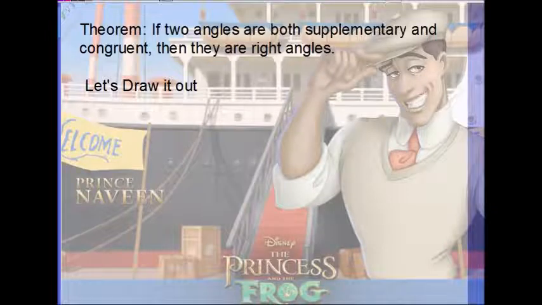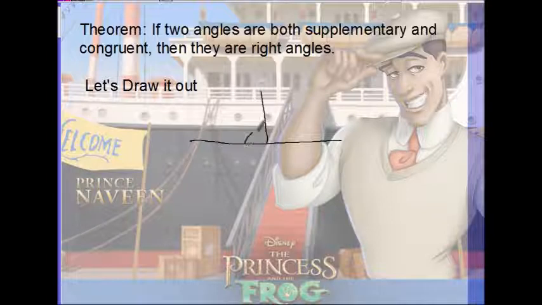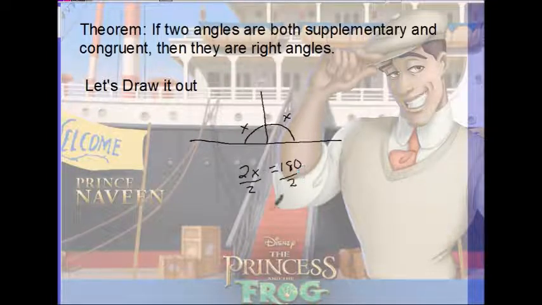Okay, so for our first theorem, if two angles are both supplementary and congruent, then they're right angles. Well, let's draw it out and see what happens here. First and foremost, if they're supplementary, we know they're going to be on the same line. Now, if they're both congruent and supplementary, we're going to call them both x. Now, if we have 2x equals 180 because they're supplementary, divide both sides by 2, each one of them is going to be 90 degrees, meaning that each one of these is going to be a right angle.